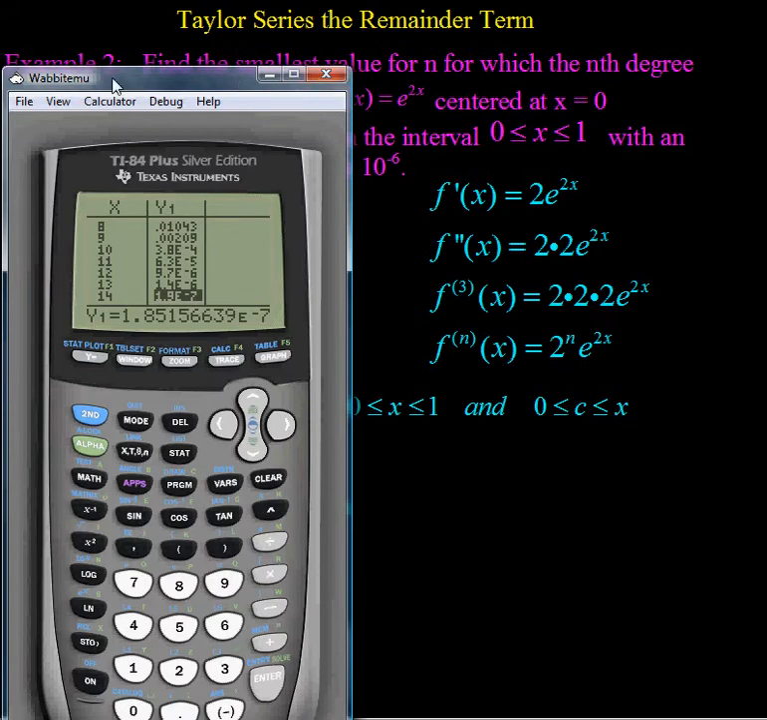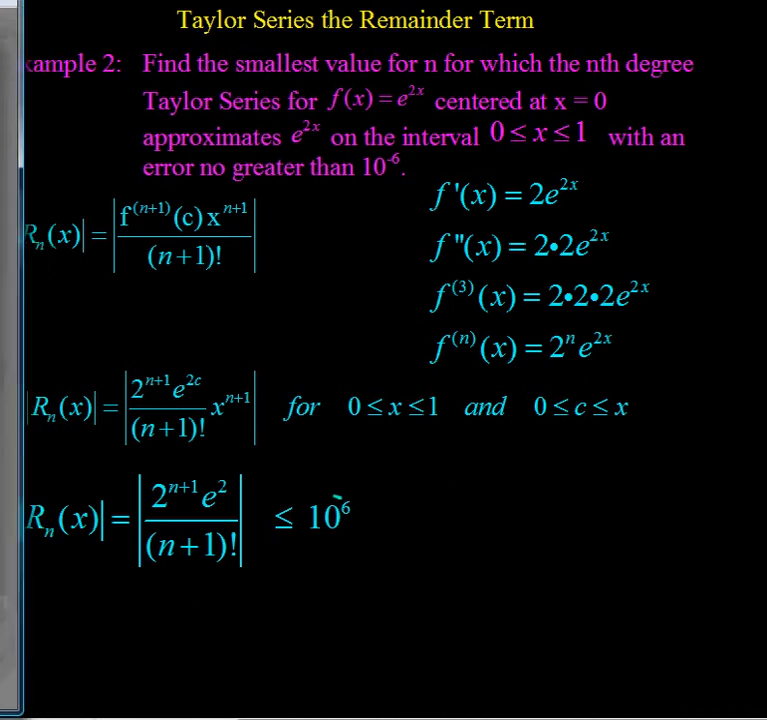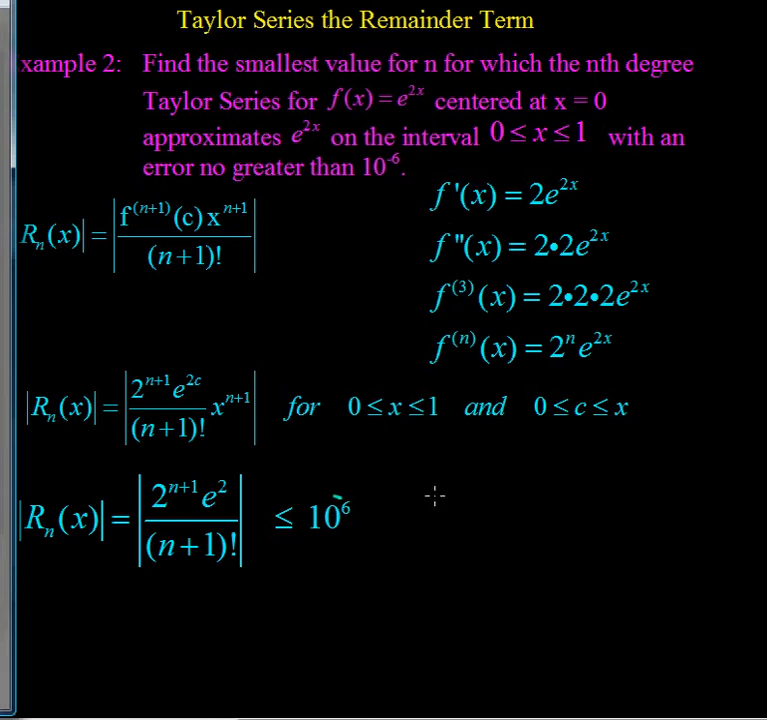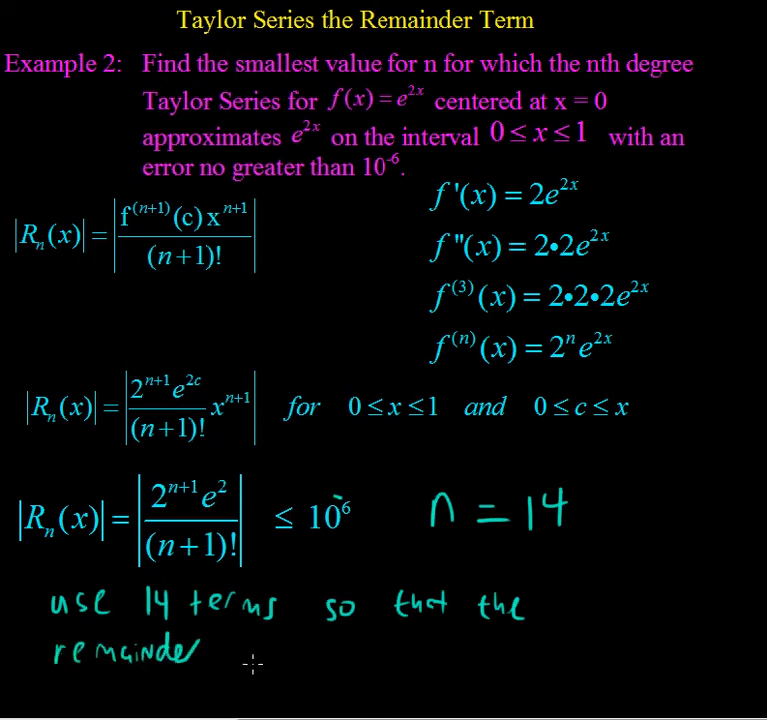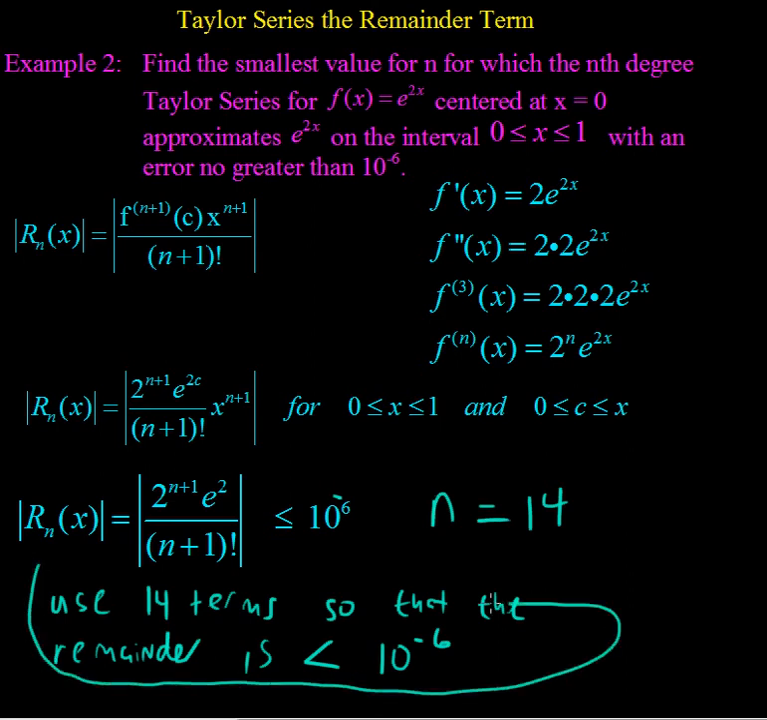So pull the calculator off the screen. You guys don't need to see that again. So our answer is that we need to have n equal to 14. And that will give us a remainder. So that means we need to use 14 terms so that the remainder is less than 10 to the negative 6. So there we go. That's our answer.